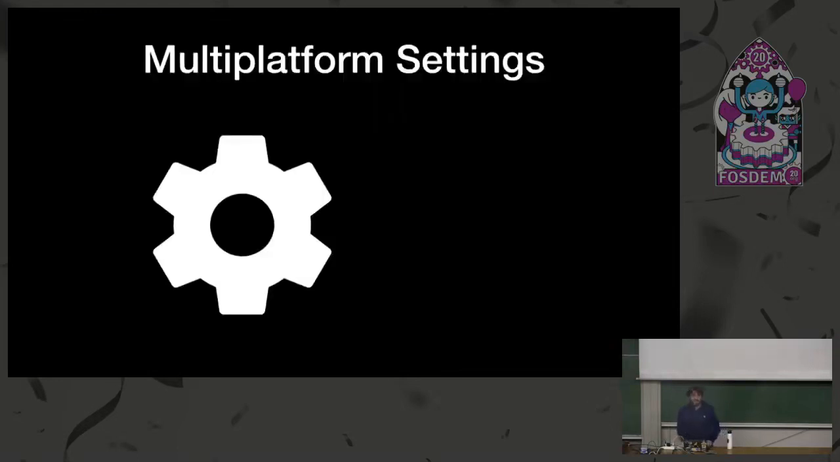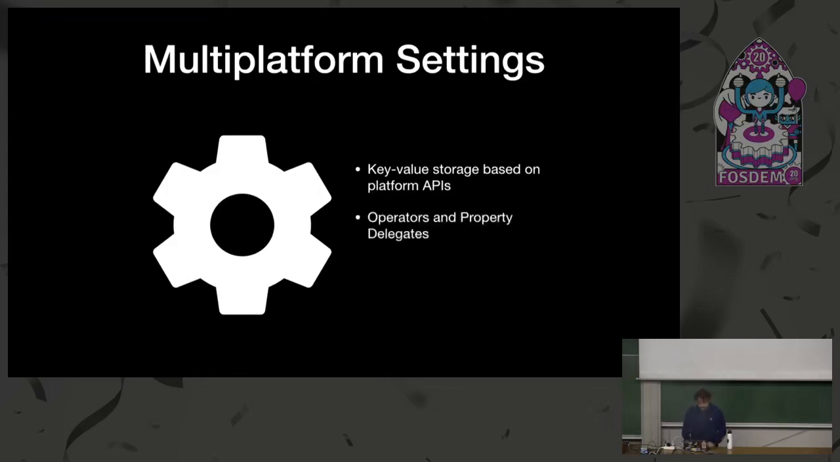So I did. I took some of the code that I'd been playing with in one of the sample projects that was interacting with the shared preferences API on Android. And I extracted out this little settings library called Multiplatform Settings. What it does is key value storage based on native platform APIs. Initially that was just Android and iOS. I've since added a couple other platforms.